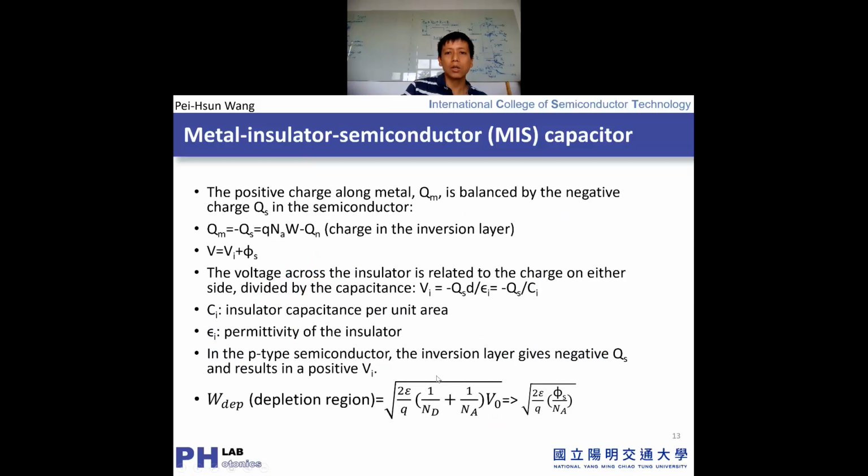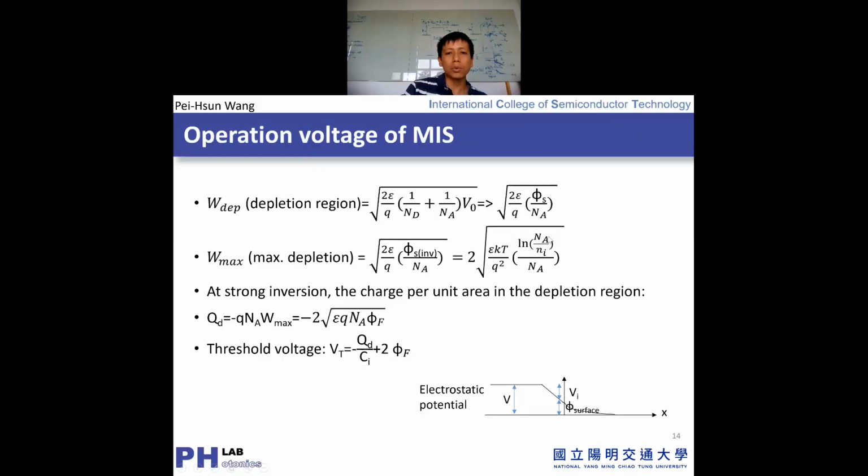So you take this into the bracket, so you get log NA over NI, you get a 2 by 2 out of the square root, so you get a factor of 2 epsilon kT over Q squared, because we get a kT over Q before the log NA over NI. So you get a comparison of this depletion region. If you get the larger voltage applied, you get additional depletion.